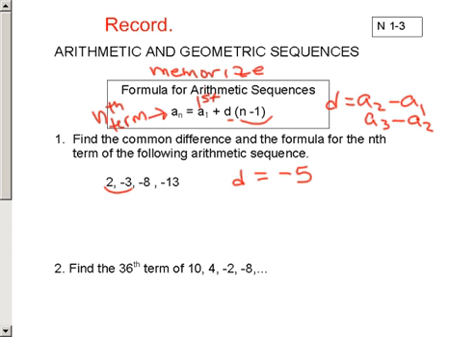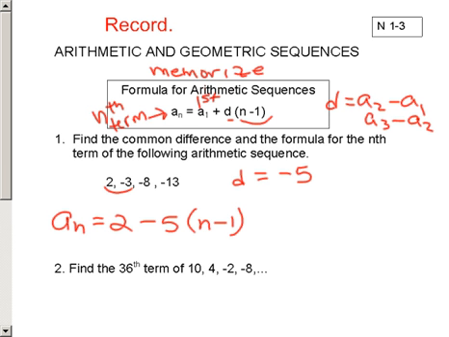All right, ready? So let's do the first one. Find the common difference. We did that, and then write the formula. So our formula is a_n equals A1. What's A1? 2. First term. Minus 5, because our D is a negative 5, so just put minus 5, times n minus 1. And we don't know n, so that's just a formula. There's your formula.